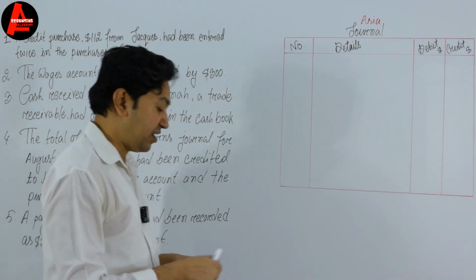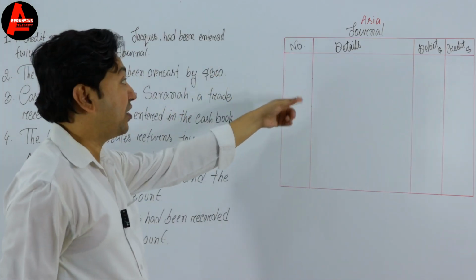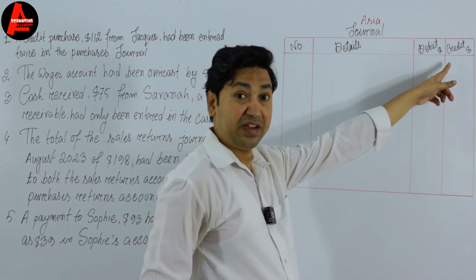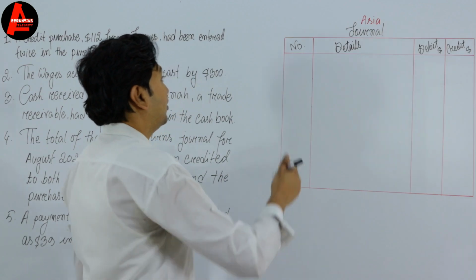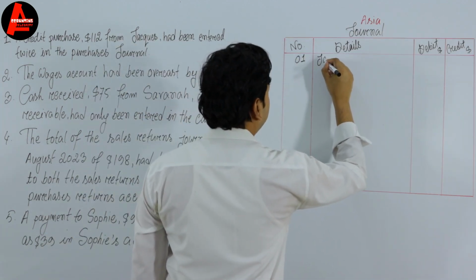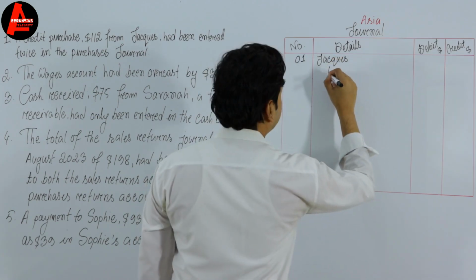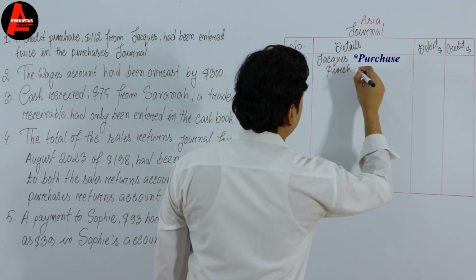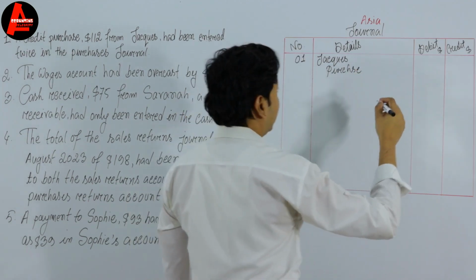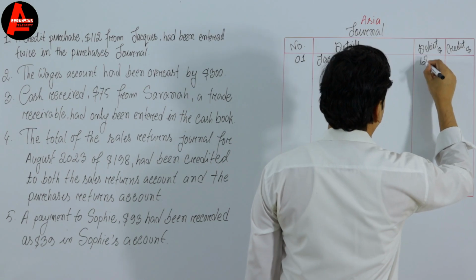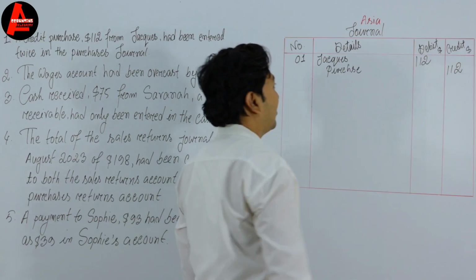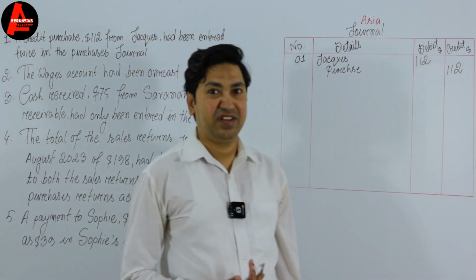So let us write here. In this column we write number, and here detail, and here debit dollar amount and here credit dollar amount. So here number 1 we will write Jacques account to be debited and purchase account to be credited. What is the amount? It is $112 on the debit column and the same on the credit column. Okay, so the first one is done.